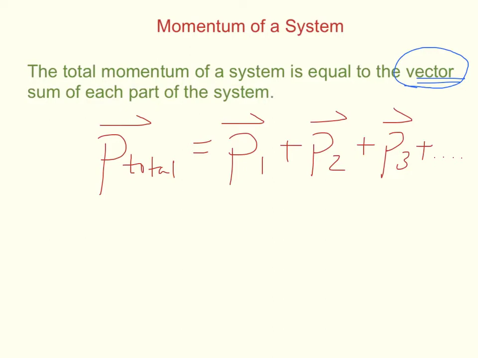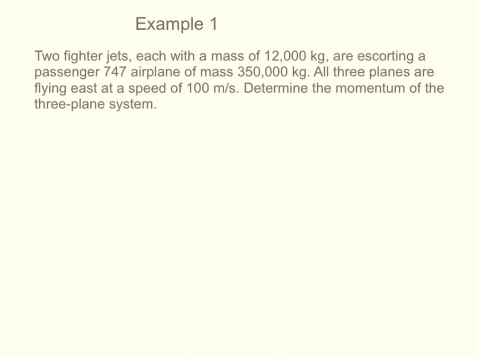So let's just do a few examples of applying this. Again, literally, it's just adding each. Suppose that we have two planes, 2 fighter jets, each with a mass of 12,000 kilograms, and they're escorting a passenger plane, which has a mass of 350,000 kilograms. I'll give you the speed of all the planes. They're all flying the same speed, 100 meters per second, and we're going to determine the momentum of the 3-plane system. So we have 3 individual planes, and we're going to treat them all as if they were one object or one system. So what is the momentum of all 3 of them together?